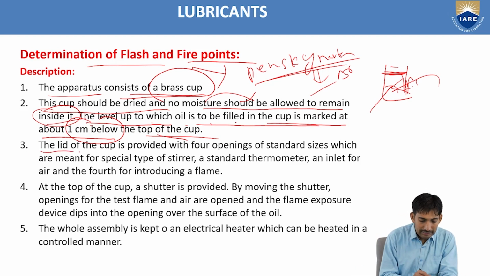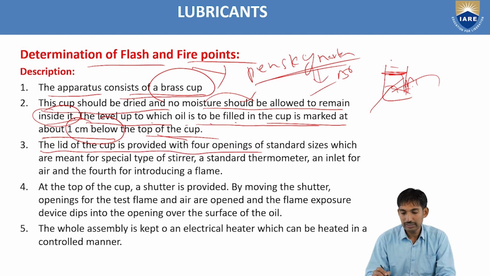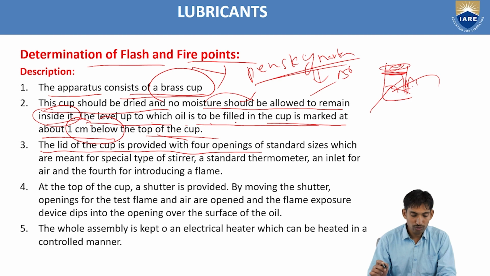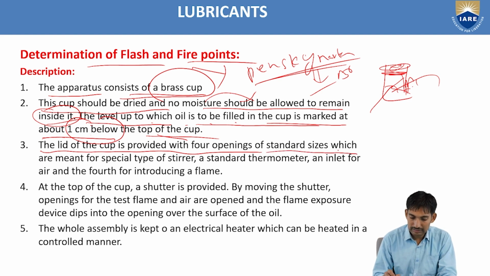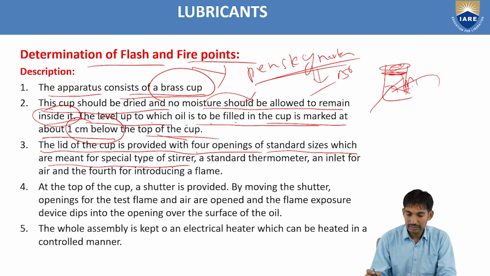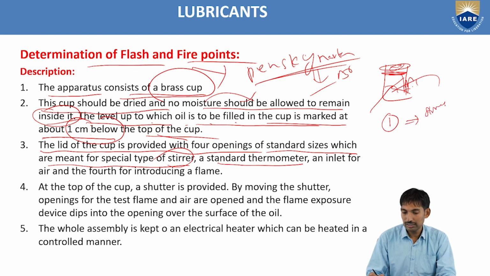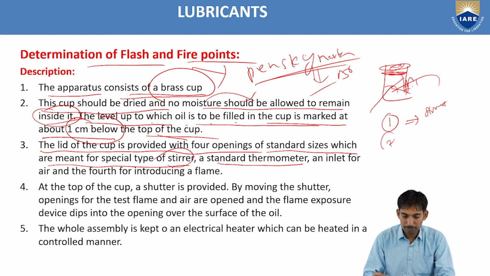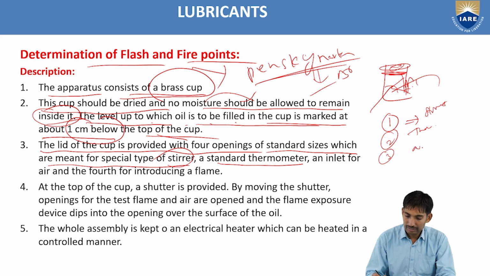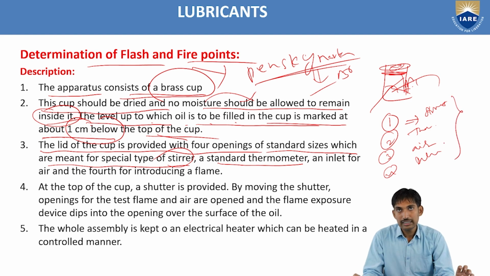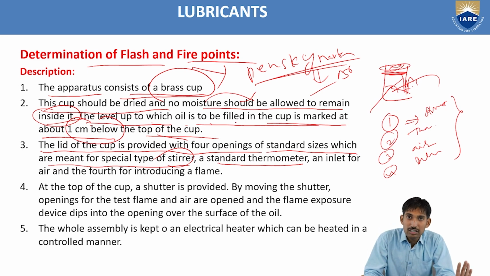The third point is that the lid of the cup is provided with 4 openings of standard sizes, meant for a special type of stirrer and a standard thermometer. One opening is for the stirrer, the second opening is for the thermometer, which we insert in it, the third inlet is for air, and the fourth inlet is for introducing the flame. This apparatus consists of 4 inlets.